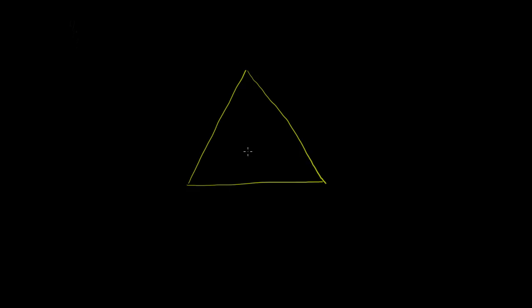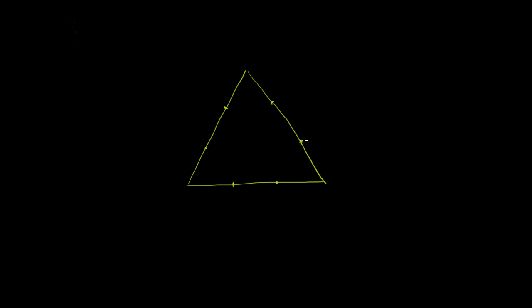So let's say that this is an equilateral triangle. And what I want to do is make another shape out of this equilateral triangle. I'm going to do that by taking each of the sides of this triangle and dividing them into three equal sections. My equilateral triangle wasn't drawn super ideally, but I think you'll get the point.